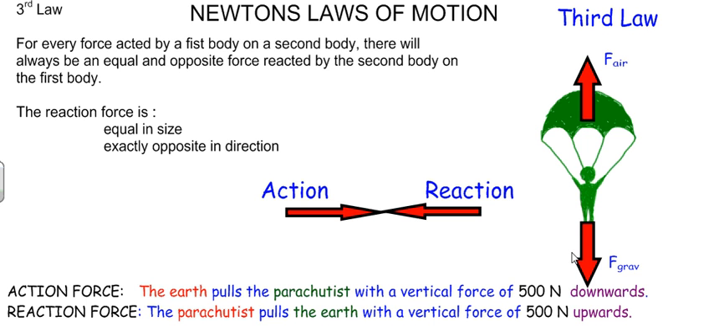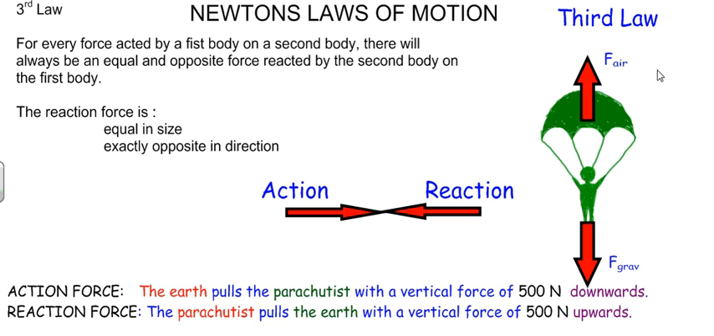In this case, the gravitational force means that the Earth pulls the parachutist with a vertical force of 500 newtons, let's say, downwards. The Newton's third law pair to this force would be the parachutist pulls the Earth with a vertical force of 500 newtons upwards. So when the Earth pulls the parachutist, the parachutist also pulls the Earth with a force equal in size and exactly opposite in direction.